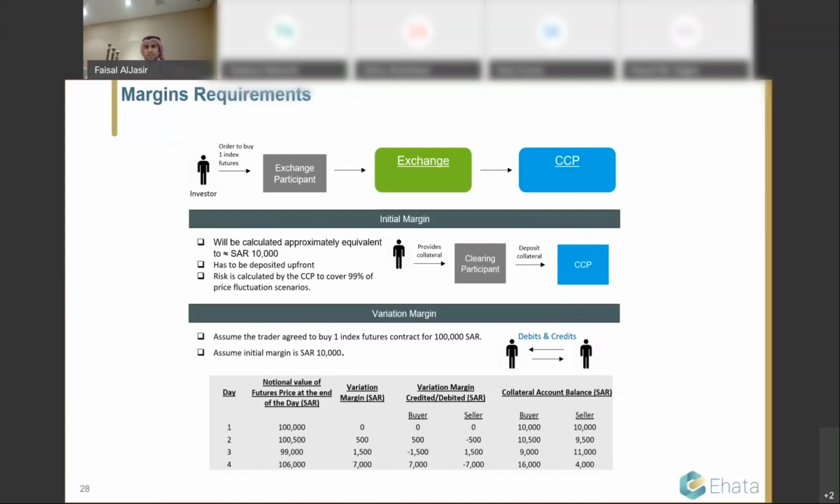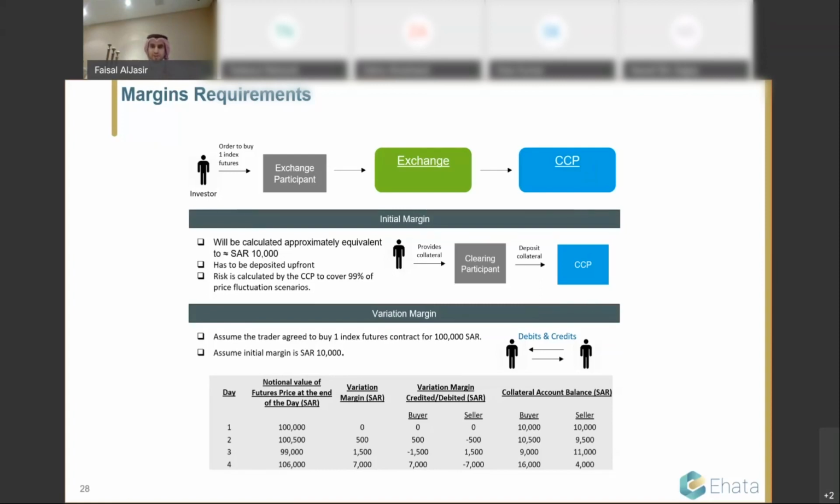Risk is basically calculated by the CCP, and it's normally done to cover the 99th percentile of scenarios of price fluctuation of that underlying. So every underlying has its own characteristics, and you would also have a different initial margin if the underlying is different.